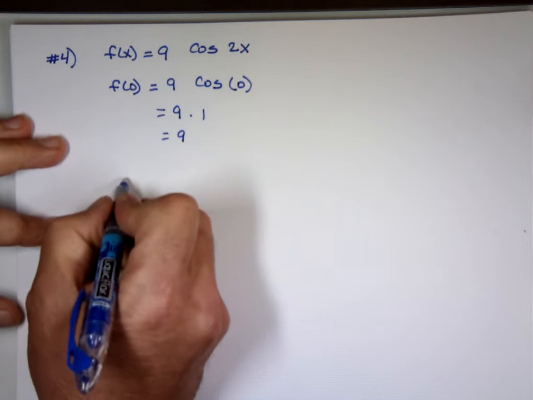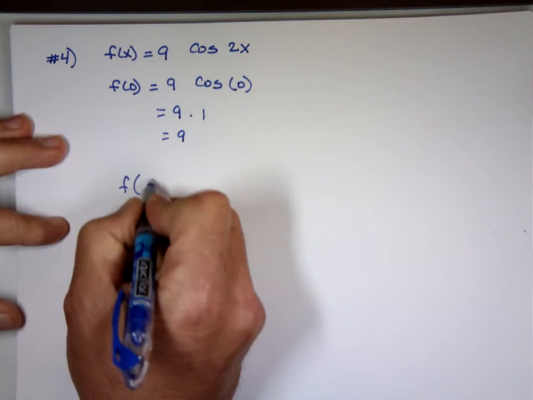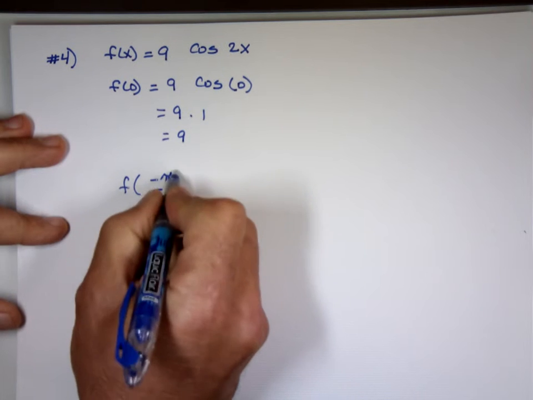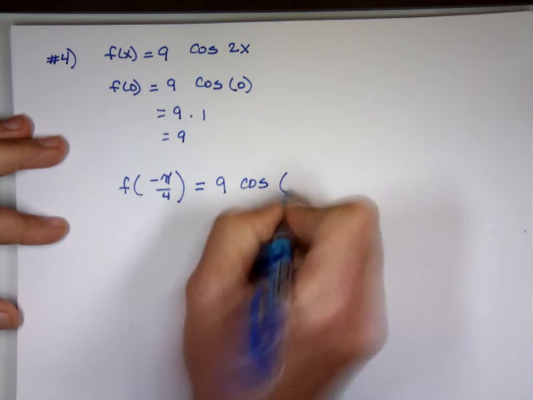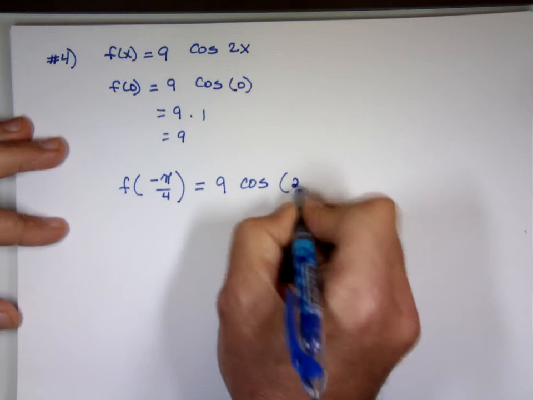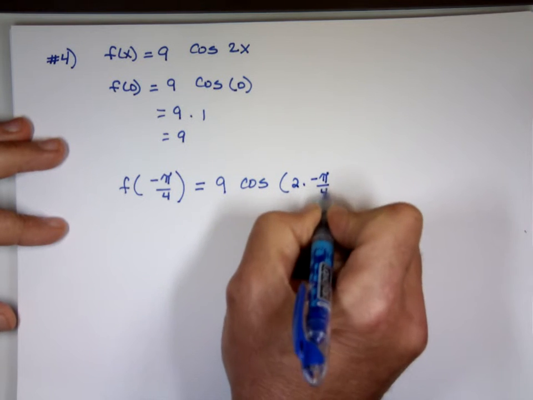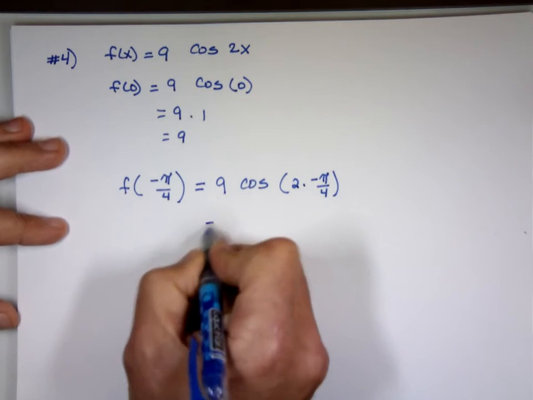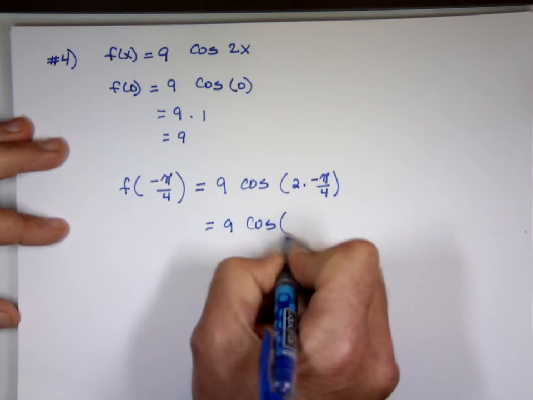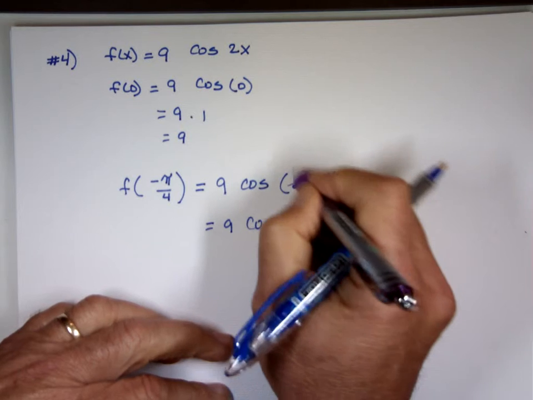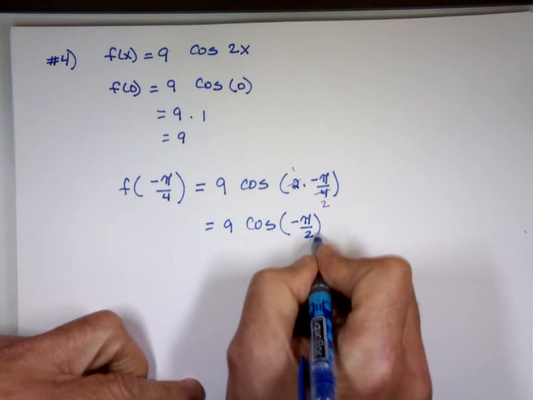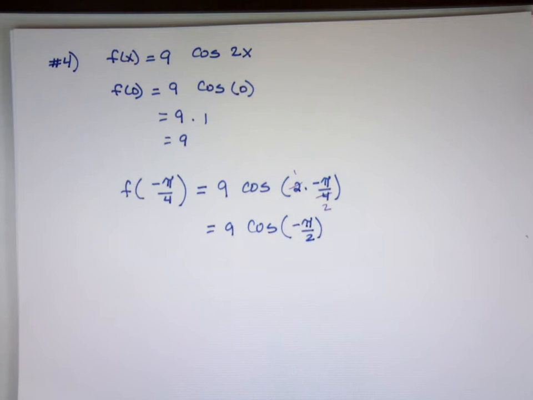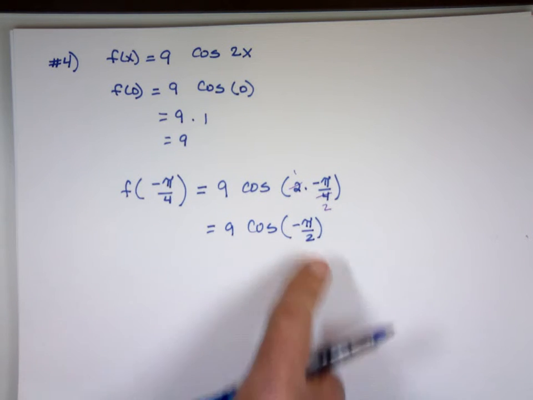The next one, what's f of negative pi over 4? That would be 9 cosine. Take this number and multiply it by 2. What is 2 times negative pi over 4? If you divide the top and the bottom by 2, this is 1, this is 2. That's negative pi over 2. Negative, you're traveling clockwise. Pi over 2 is 90 degrees.